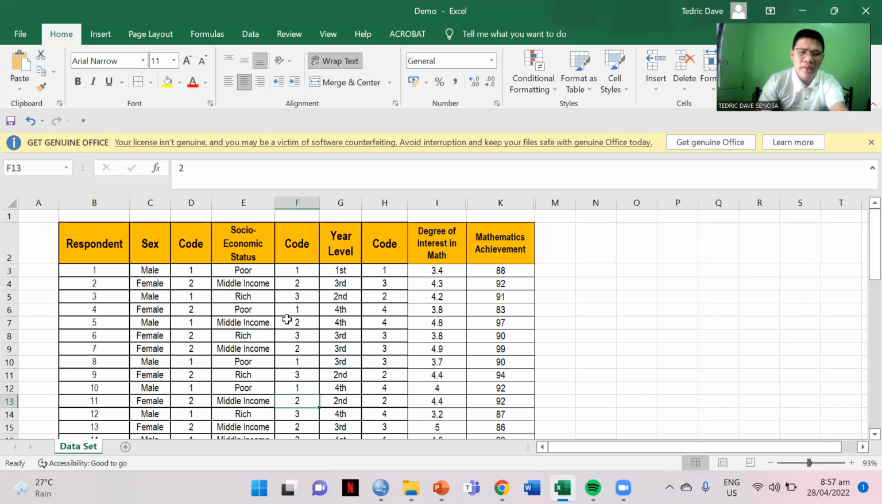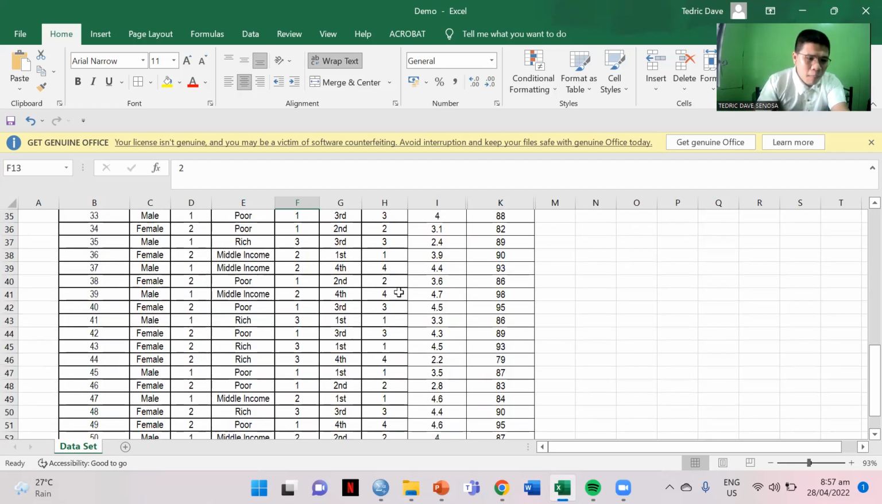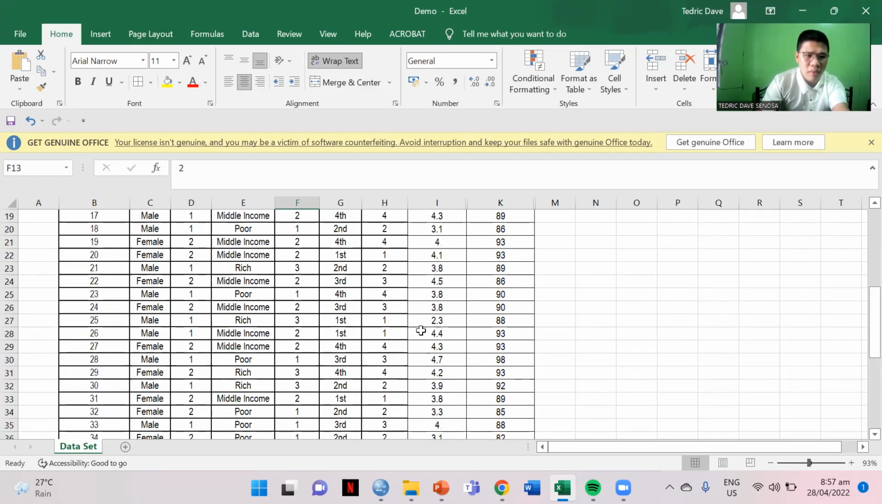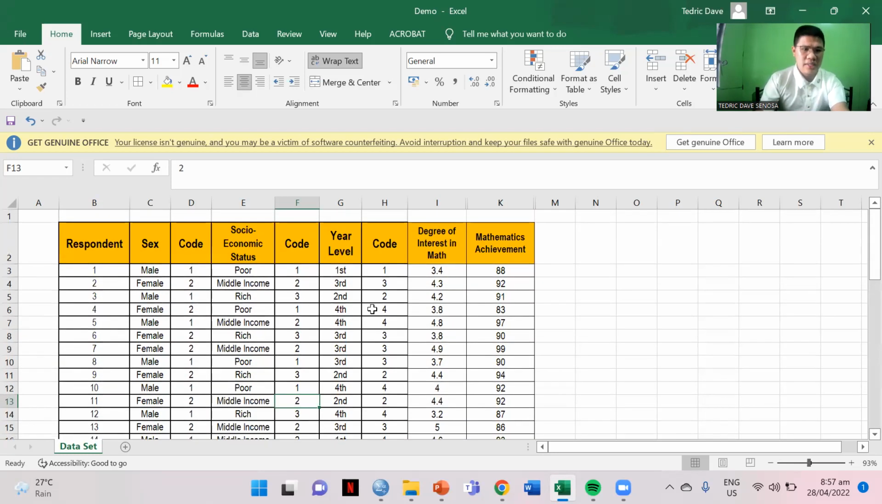And of course, the same with year level. The first year represents 1, the second year represents 2, the third year represents 3, and the fourth year represents 4. It depends on your study and how you code things here, as long as you are consistent with the coding until the last respondent of the study. Here in the study, there are 50, so you need to be consistent in coding from 1 to 50.